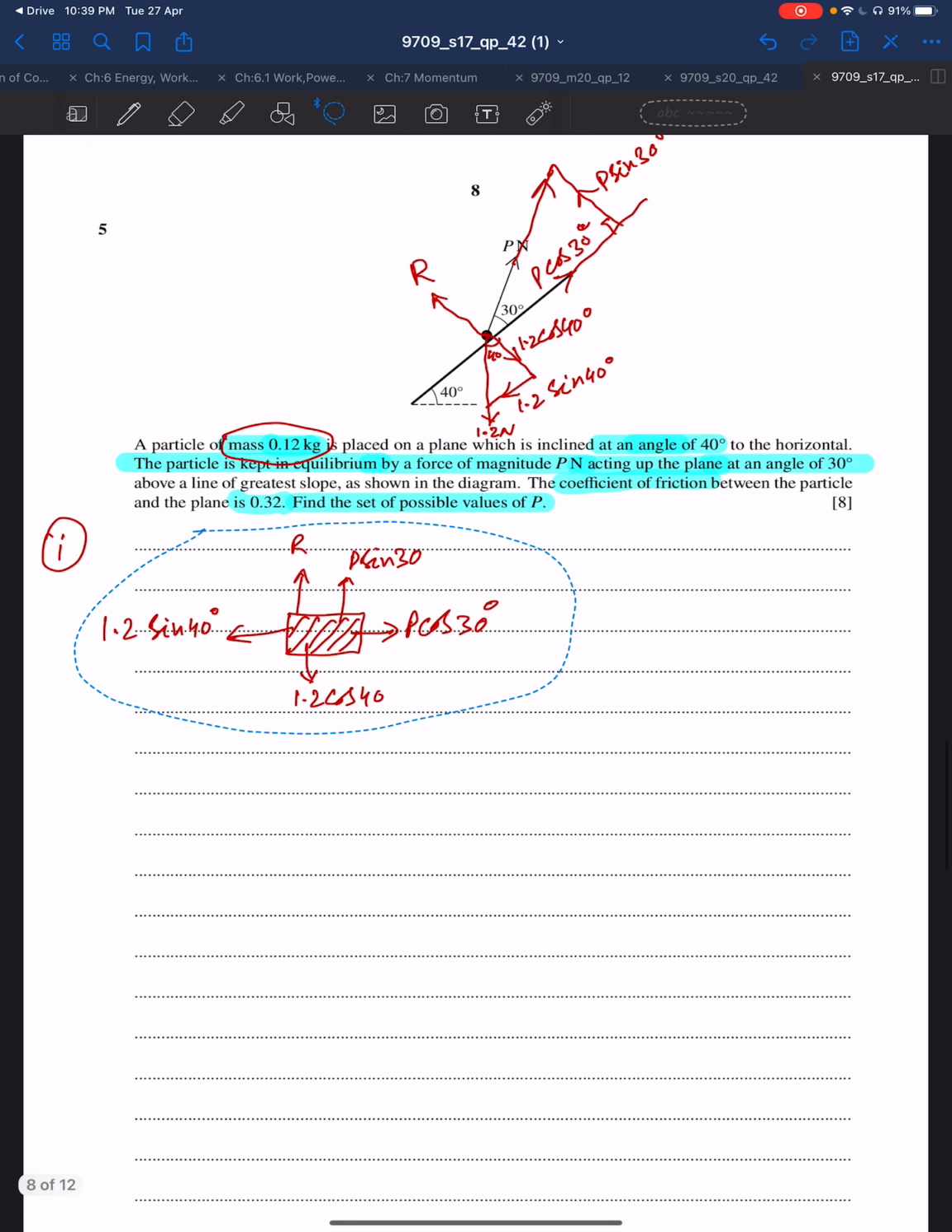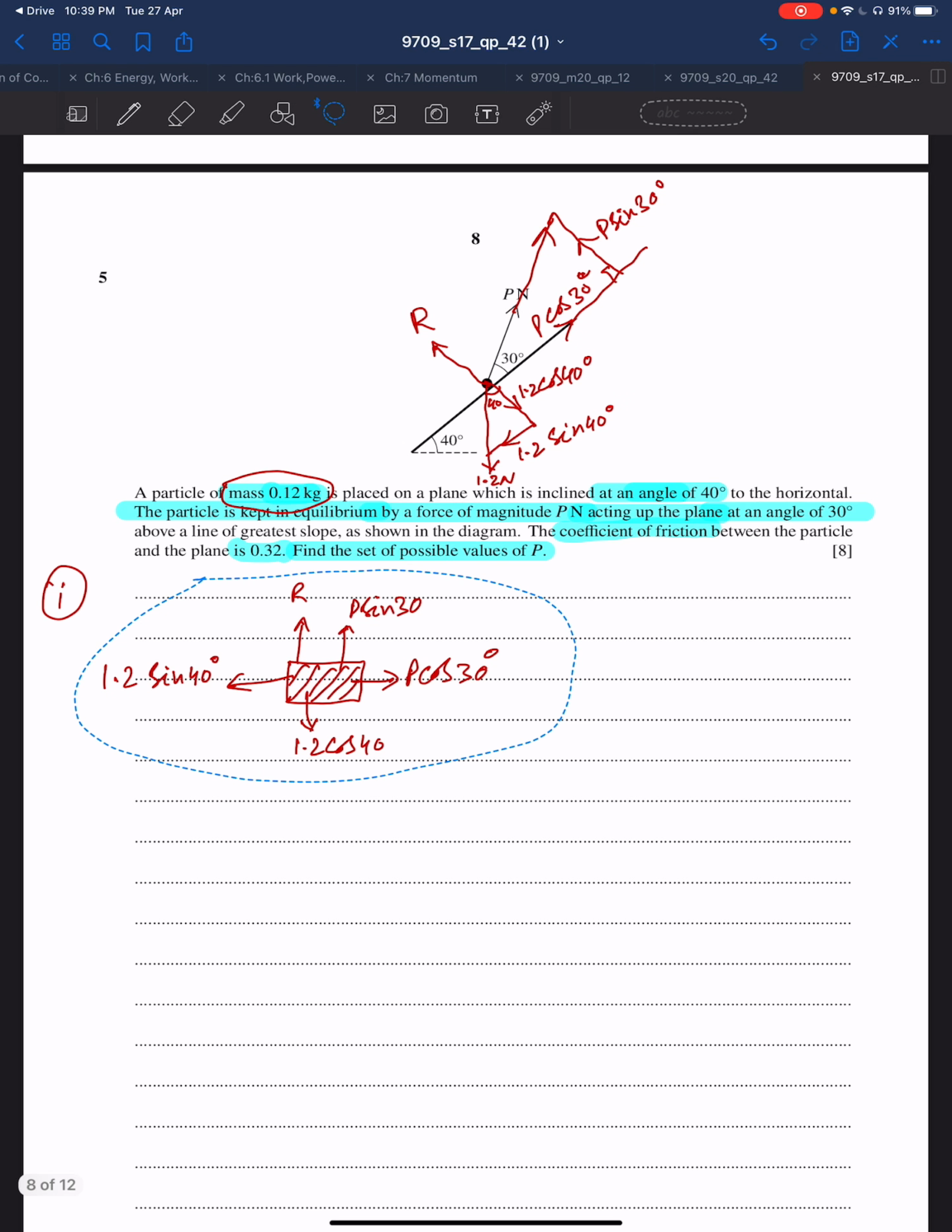Okay, so this is the first option, that it is to move upwards. It is at the point where it is to move upwards, so the friction always works in the opposite direction. So friction will work in the opposite direction.